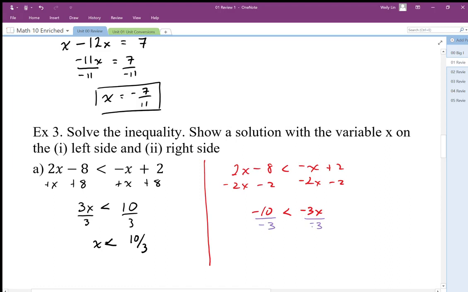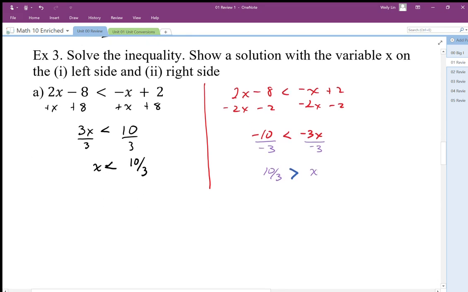The problem is, if I just leave it like that, I get x is greater than positive 10 over 3. But here it says x is less than, and this one is correct. What ends up happening is, if I divide by a negative, that sign has to flip around. It's got to go from less than to greater than. Okay, so this sign has to flip around and it will give us the correct answer. So if I divide or multiply both sides by a negative, I have to remember to flip the inequality. That's the only difference between equations and inequalities.